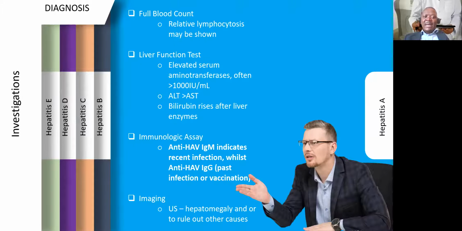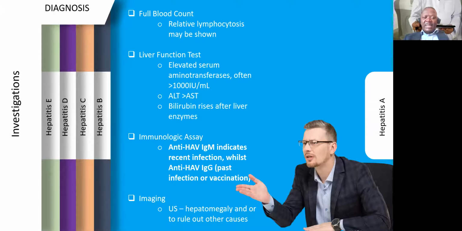AST, on the other hand, is located in other cells as well. That includes being within the red blood cells and also the heart muscles and so on. And so it is non-specific. If you have to interpret ALT versus AST, or you have to choose which one to test, go for ALT. Bilirubin will rise also after liver enzymes elevation.